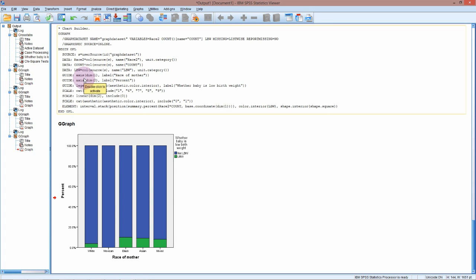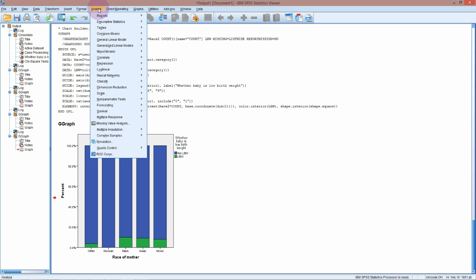Now we're going to have a look at doing a cross-tabulation and a chi-square test. Let's go into Analyze, and don't go into Tables because that would be a very logical place to look for a cross-tabulation. Instead, go into Descriptive Statistics and Cross-Tabs. Just leave that there for a second.